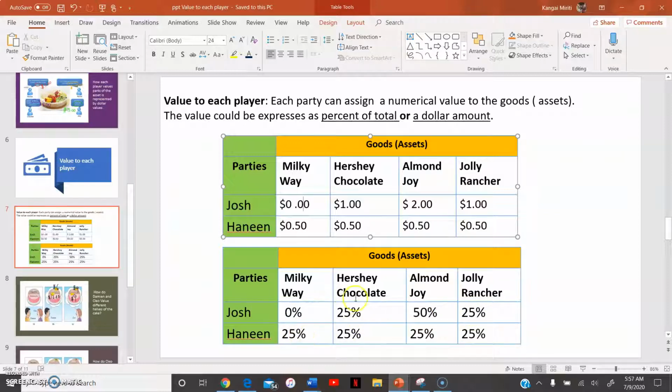So here are the same pieces of candy, but this time the values are represented in percentages. And notice they almost say the same thing: 0% for the Milky Way, the same for the Hershey and the Jolly Rancher for Josh, and then double that for the Almond Joy. And for Haneen, they're all the same. And notice that these percentages add up to 100% for each person. So 25 plus 50 plus 25 is 100. Or for Haneen, 25 plus 25 plus 25 plus 25 is 100%.